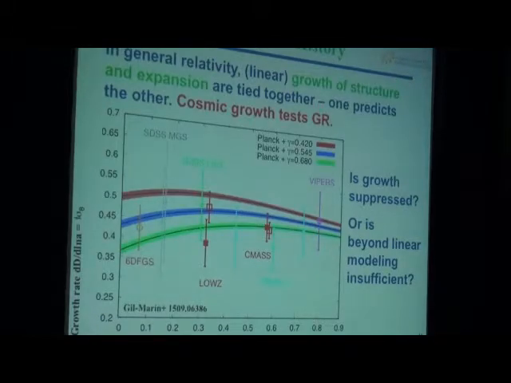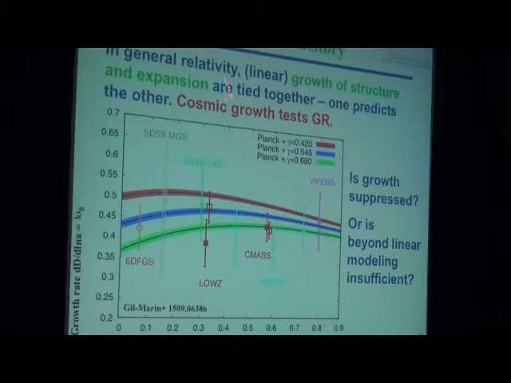So if we look at the current state of observations, we can look at the effect of gravity on the motion of matter, on the velocities, through the redshift space distortion effect, and we can measure the growth rate. Basically a logarithmic growth rate, f times sigma 8. These two parameters are put together, but it's basically just this growth rate. D is the growth factor.